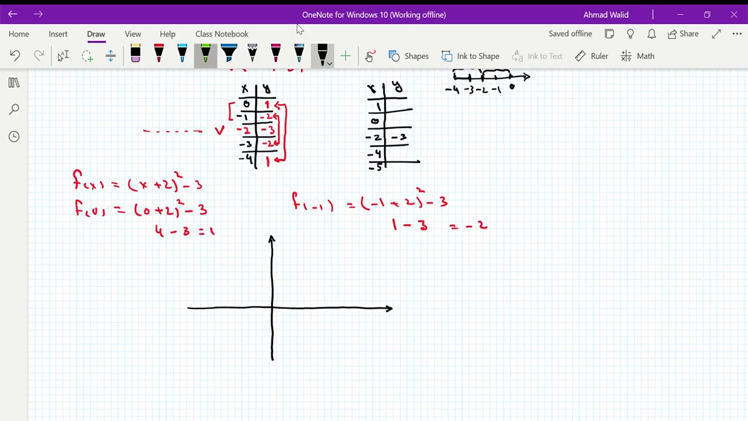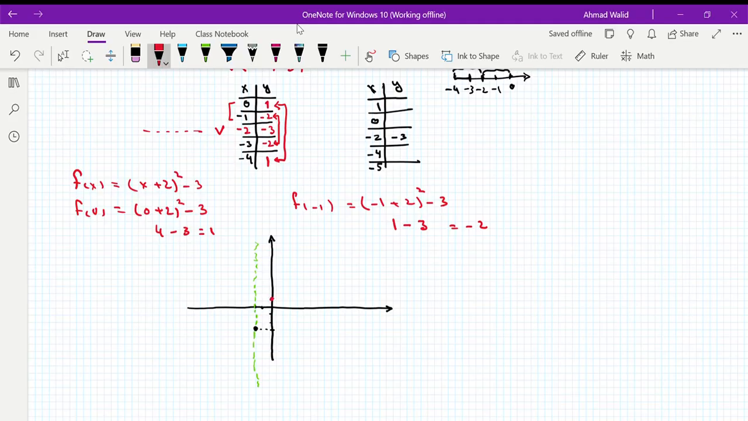Vertex -2, -3. X -1, -2, y -3. 1, 2, 3. -2 and -3 is here. This is your vertex. Draw the axis of symmetry here. Your vertical line passes from -2 and -3. Now, when x is 0, y is 1. x 0, y 1 is this point.